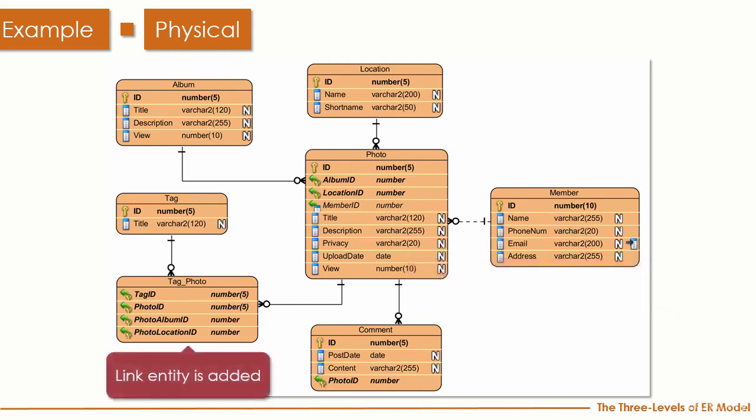And also the linked entity. We have a tag and a photo. There is a many-to-many relationship between tag and photo, but we cannot have a many-to-many relationship in the database. So we have a link table. We have a one-to-many relationship from tag to tag photo, and then another one-to-many relationship from photo to the tag photo. Let me just show you how to create different types of ERD in Visual Paradigm.